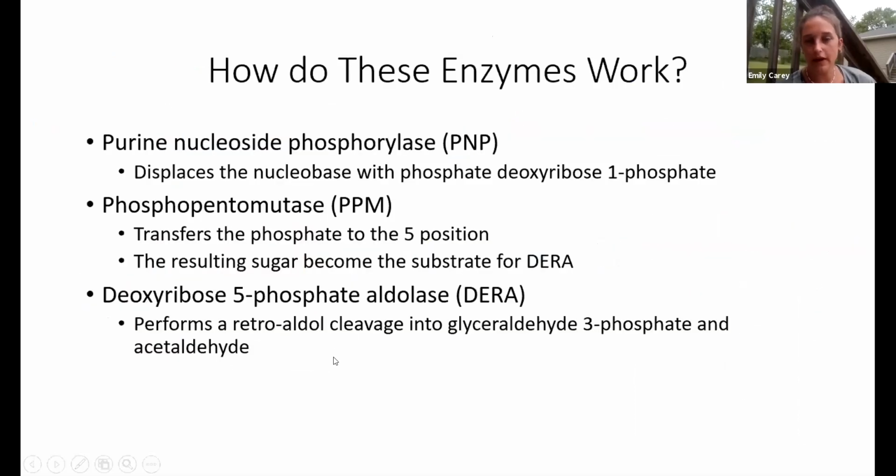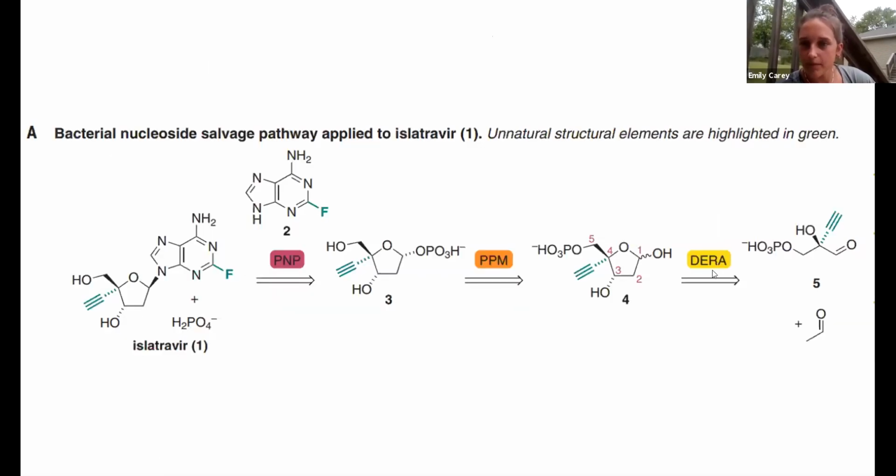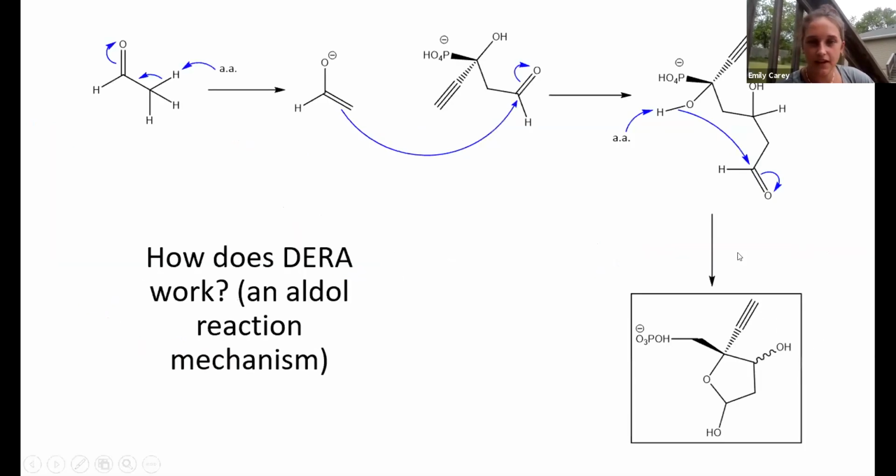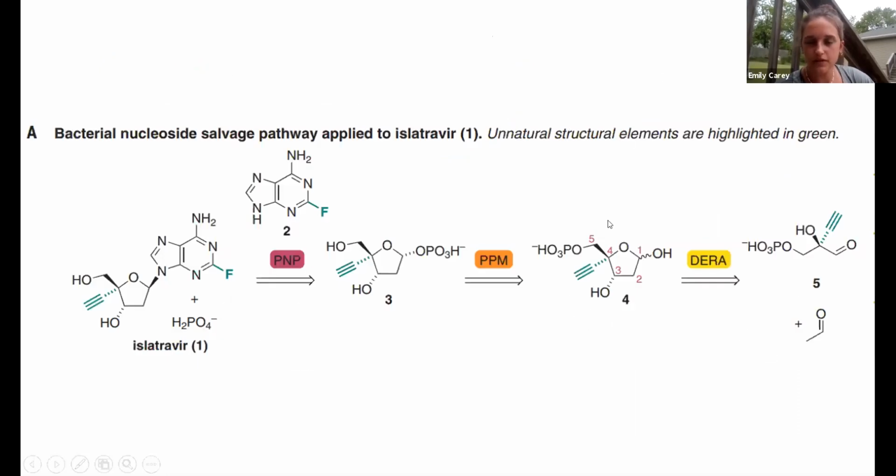So DERA does the retroaldol cleavage. That's the mechanism that I drew out. It's going to make this glyceraldehyde 3-phosphate. It's going to use the glyceraldehyde 3-phosphate and the acetaldehyde. So DERA is undergoing this mechanism to make this compound.